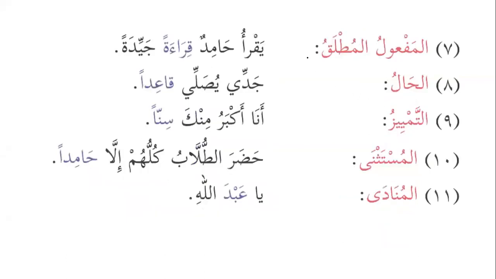Then we have al-maf'ul al-mutlaq. This one we have already taken. The most commonly used in the Quran is the absolute object. Yaqra'u hamidun qira'atan jayyidatan. Hamid reads as it deserves to be read. Okay, so to do something as it deserves to be done. And what do you know about maf'ul mutlaq? It is basically the masdar of the verb. For example, qara'a yaqra'u qira'atan. So this is basically the masdar of the verb, and it comes after the fa'il, to emphasize the idea, like I did something in a very good manner. يَقْرَأُ حَامِدٌ قِرَاءَةً جَيِّدَةً. Jayyidatan, we can see that this is the sifa of qira'atan. In a very good manner.